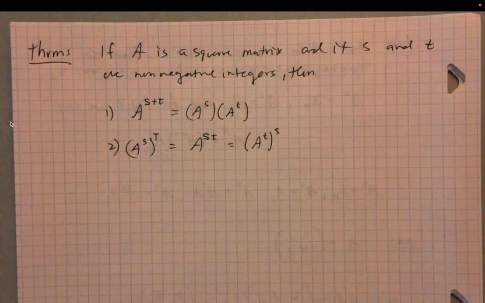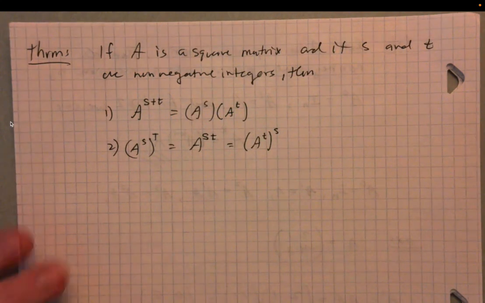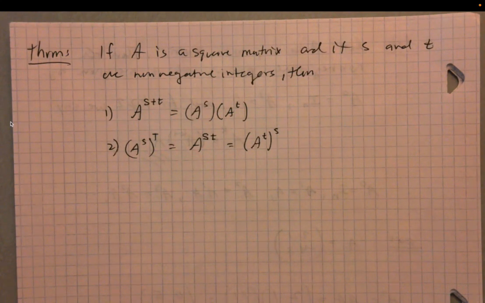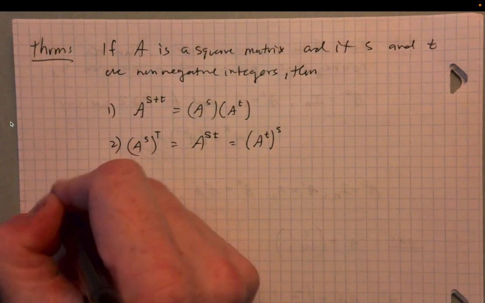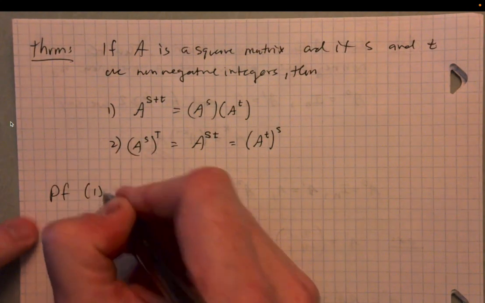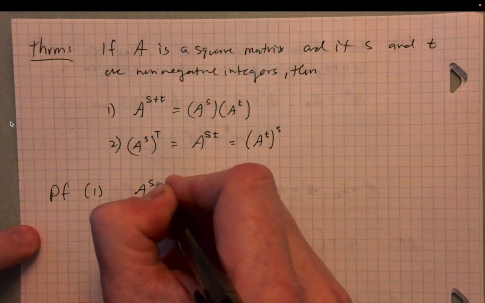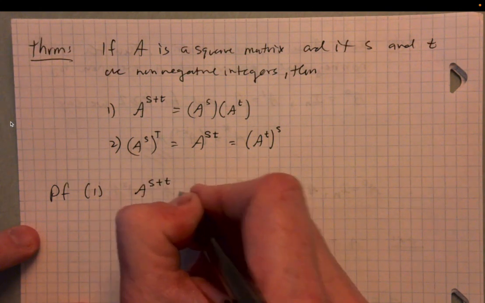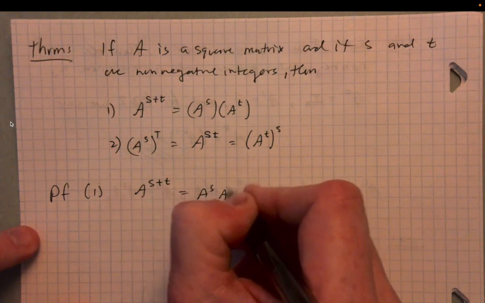Okay, let's prove the first one. This is a little bit of a tricky proof in the sense that it's a proof by induction. I'll assume that people have had some experience with induction proofs, maybe not a ton, so we'll take it slow, but I'll have to assume that you've seen an induction proof before. So let's prove one, namely that A to the S plus T is equal to A to the S times A to the T.